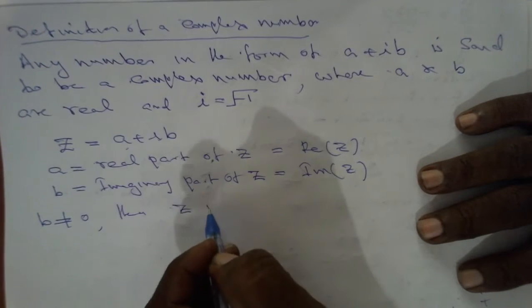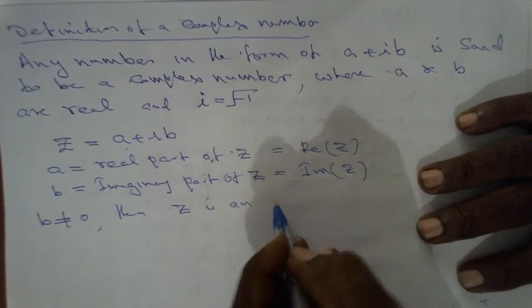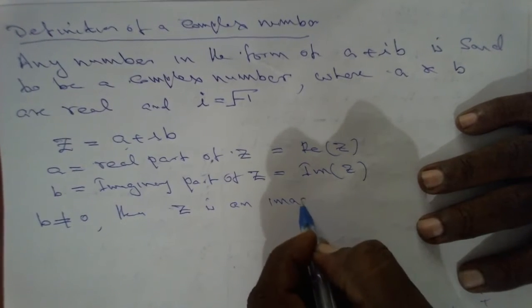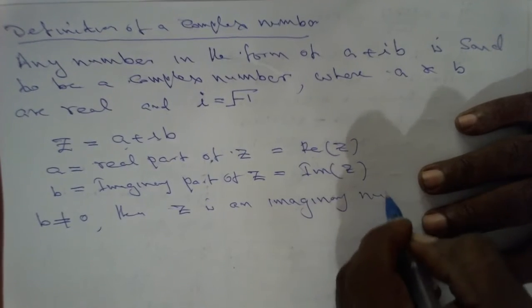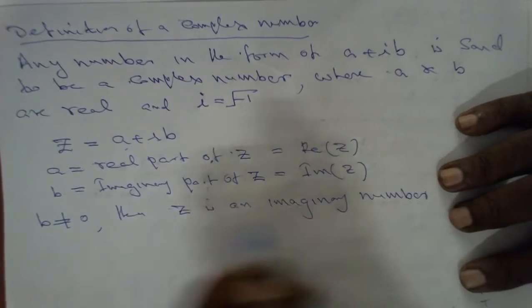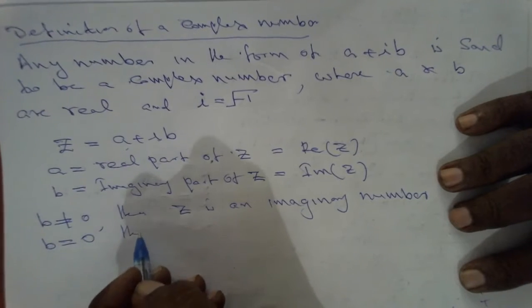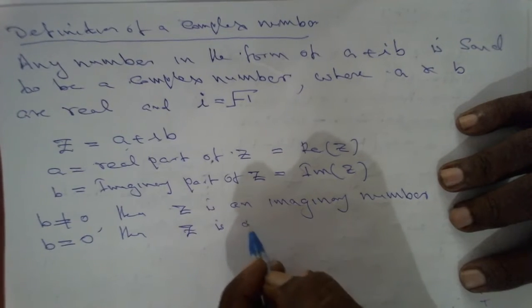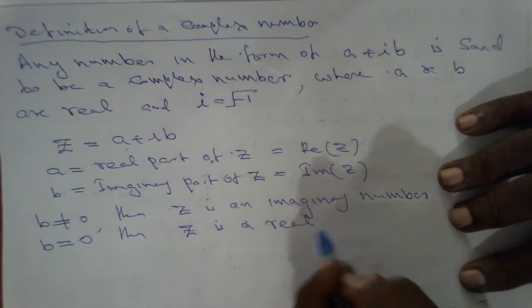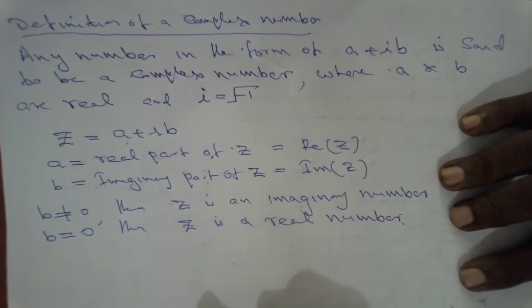If b is non-zero, if b is not equal to 0, then C is an imaginary number. If b equals 0, then C is a real number. Right?